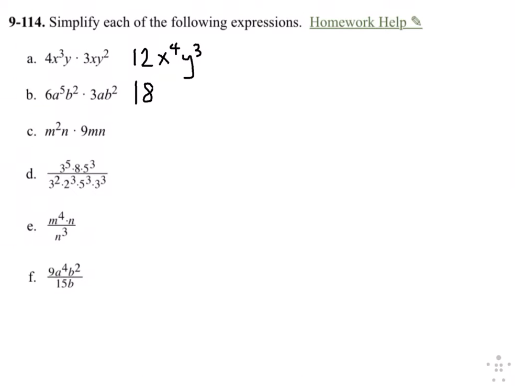For B, we have 6 times 3 is 18. A to the fifth times a to the first is a to the sixth. You add the exponents, right? B squared times b squared is b to the fourth. So 18, a to the sixth, b to the fourth.